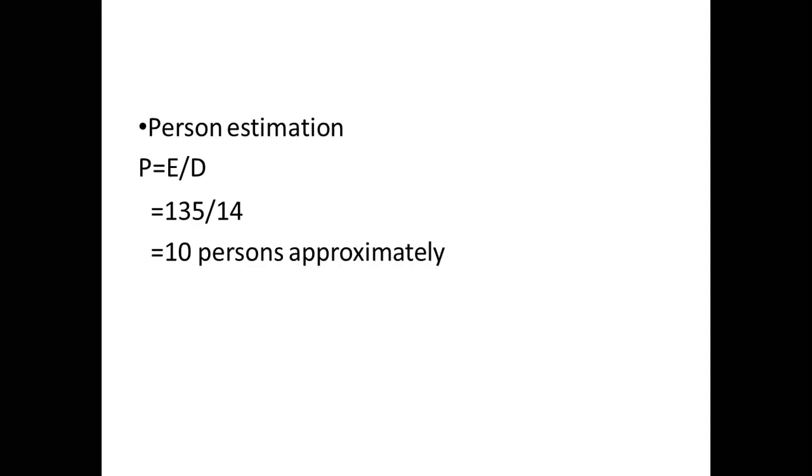So the person estimation will be 135 divided by 14. The number of persons required is 10, for 14 months. So the effort will be this way. अगर आप 10 को 14 से multiply करोगे तो it will be 140 and it comes out to be nearly 135, nearly 140. So this was given as an approximate value, 10% approximate value. I hope this is clear to everybody, this COCOMO model.